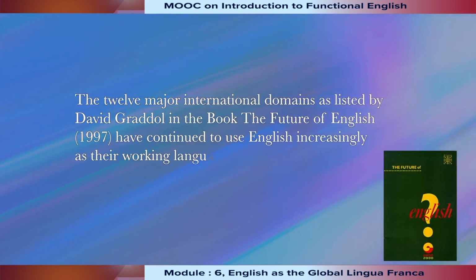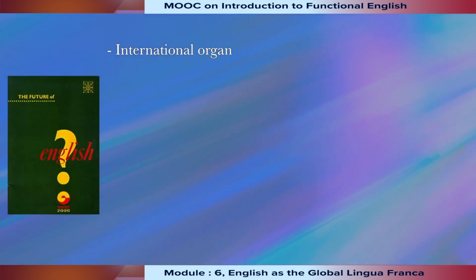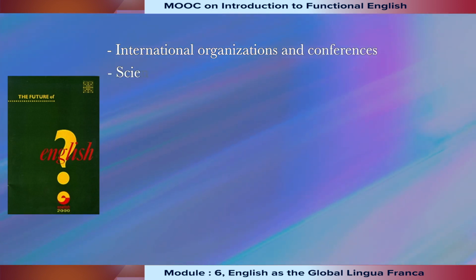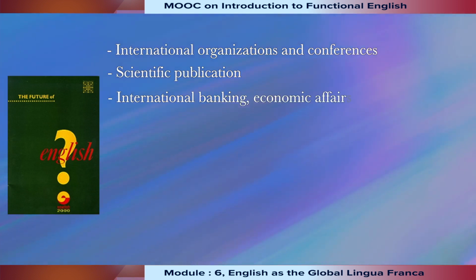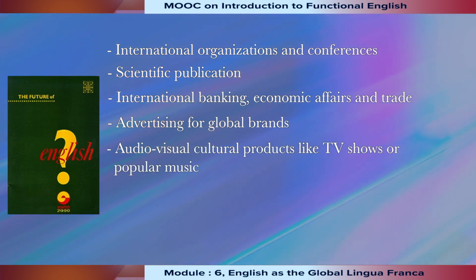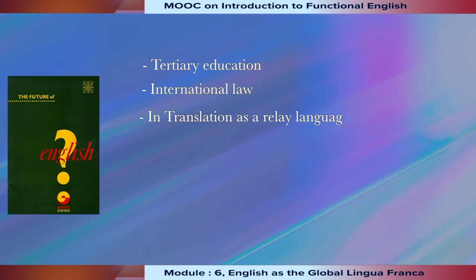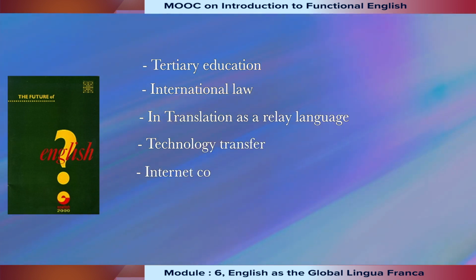The 12 major international domains as listed by David Graddol in his book The Future of English are the domains where English is increasingly used as a working language. These domains include international organizations and conferences, scientific publications, international banking, economic affairs and trade, advertising for global brands, audiovisual cultural products like TV shows or popular music, international tourism, tertiary education, international law, translation as a relay language, technology transfer, and internet communications.